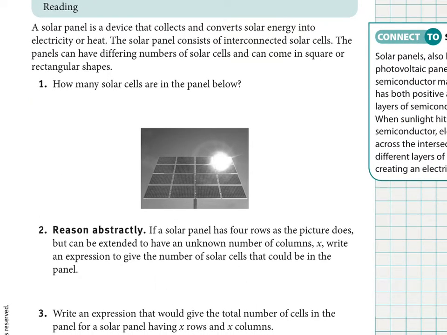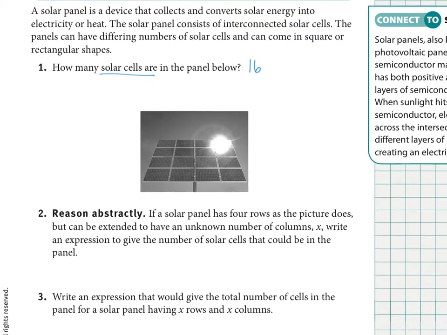A solar panel is a device that collects and converts solar energy into electricity or heat. The solar panel consists of interconnected solar cells, just like the ones that we see below here in the picture. The panels can have different numbers of solar cells and can come in square or rectangular shapes. So we know that this is the whole solar panel, and each of these is a solar cell. Question number 1 says, how many solar cells are in the panel below? After we count it up, we can see that there are 16 different solar cells.